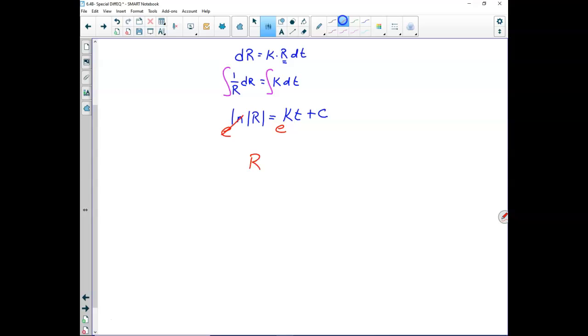I just have an R, and I can drop the absolute value because I know e to the kt plus C, there's no way to raise e to a power and get a negative number, therefore I can get rid of that absolute value. And remember, that plus C is really R in terms of t equals my C times e to the kt. So there is R as a function of time.